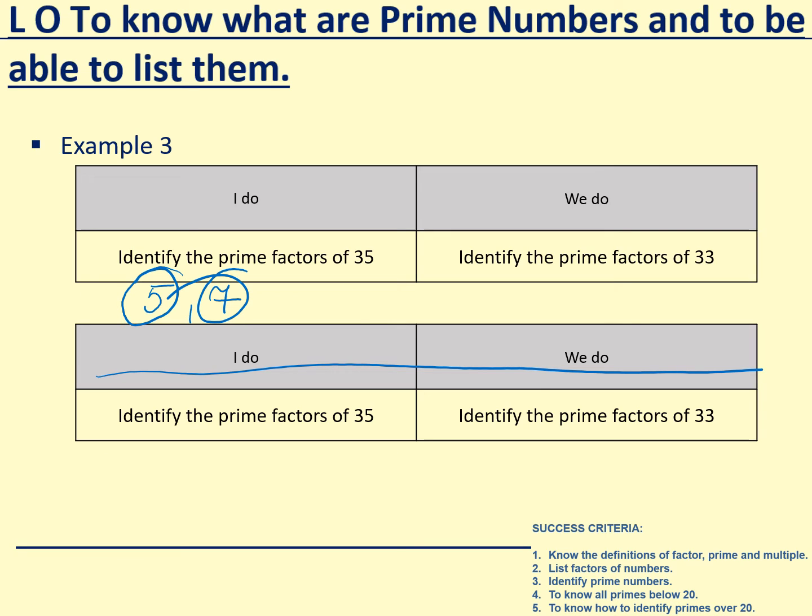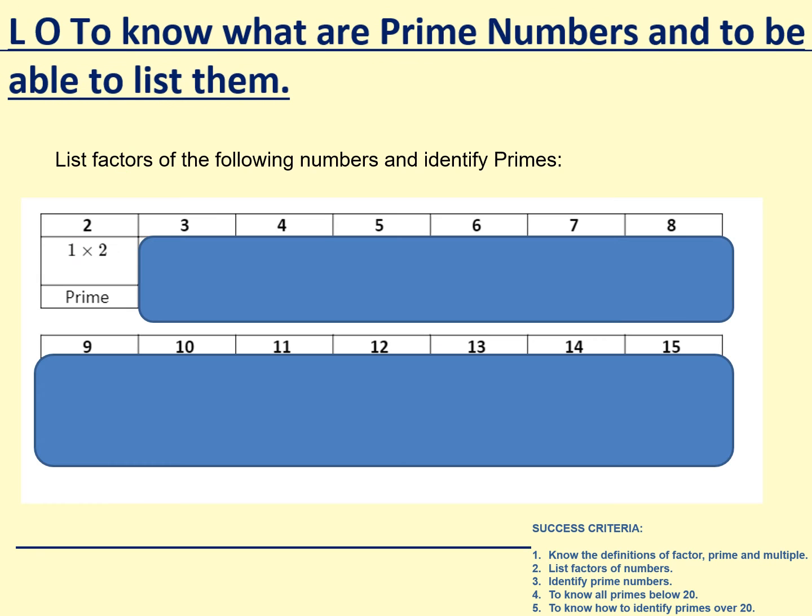Now pause this video and have a go at finding the prime factors of 33. What you should have is 1, 3, 11 and 33, and out of these numbers 3 and 11 are prime. So the prime factors of 33 are 3 and 11. If that's what you have, well done, you know how to find the prime factors of a number.